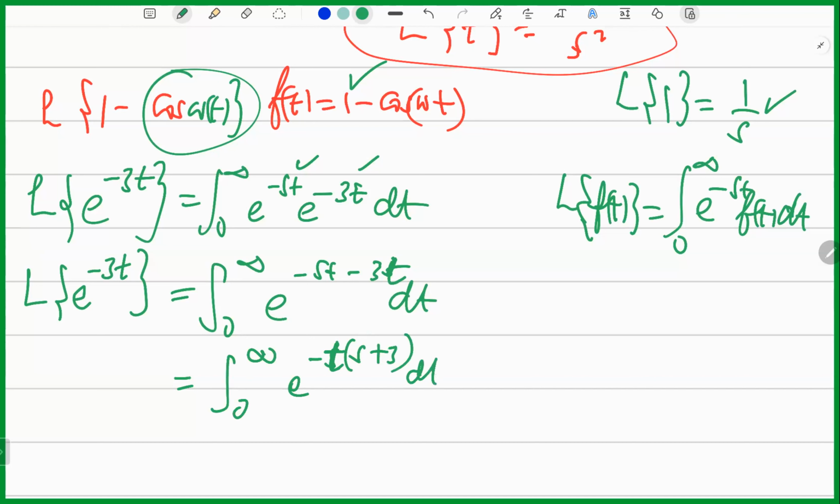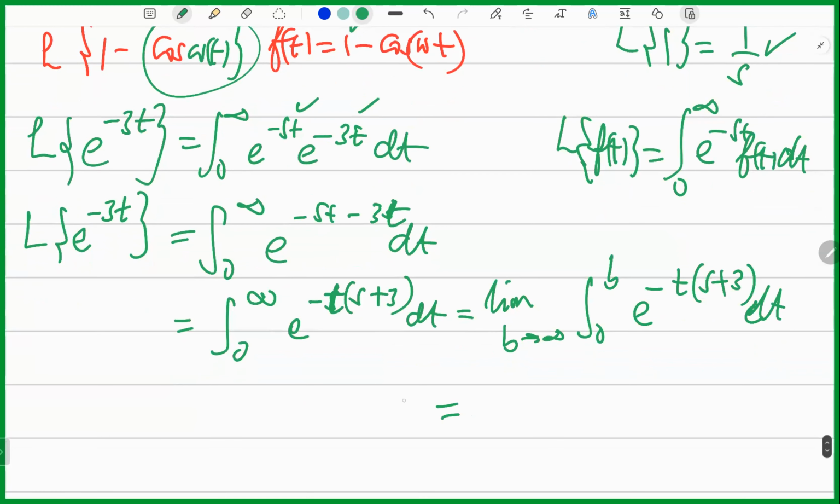dt. This one is the limit as b approaches infinity, integral from 0 to b of e to the minus t times (s plus 3). I'm just saying how we can do this from first principles, but yeah, we're going to use the table a lot. I must indicate that. We have the table, but you still can do without it.